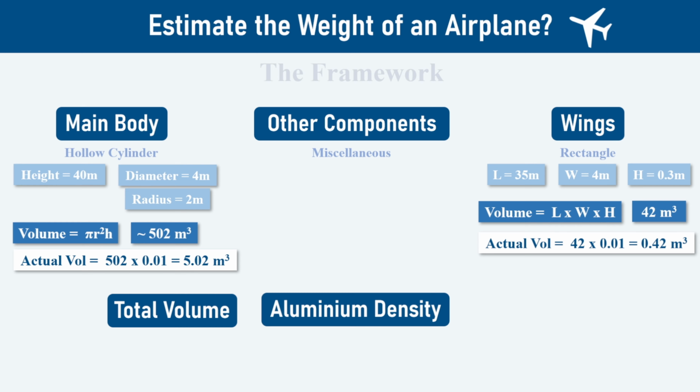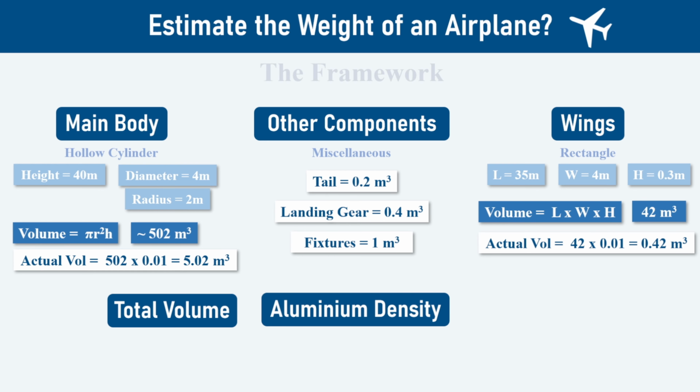Finally, we add up the volumes of the smaller components. So for the tail, we consider it to be half of the wing's volume, so about 0.2 meters cubed. We take the landing gear to be about 0.4 meters cubed and the cabin fixtures to be about 1 meter cubed. So if we add all 3 major parts of the plane, the total volume we get is about 7.04 meters cubed, which we will round off to make the calculations easier.